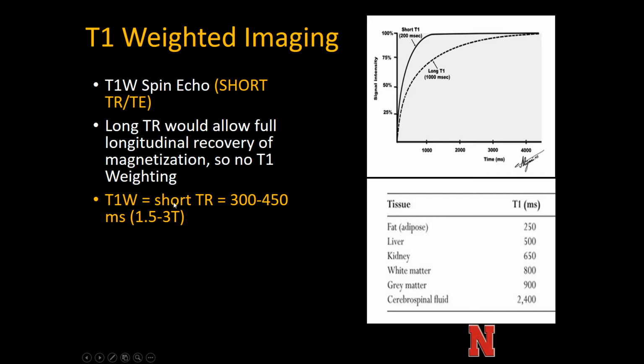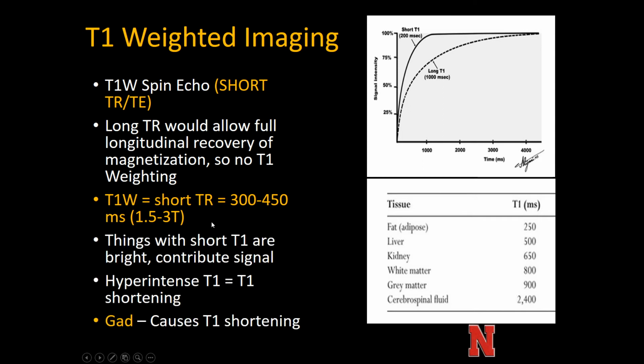What is a short TR? Well, if you were wondering, for the magnet strengths we use, it's usually around 300 to 450 milliseconds. And why is it that? Because you can differentiate these things like fat, which has a relatively shorter T1, and liver and kidney, which have a little bit longer T1s, and things like CSF, which have a very long T1 and hence would not contribute to the signal on a T1 weighted image.